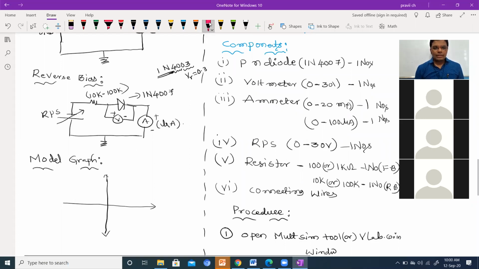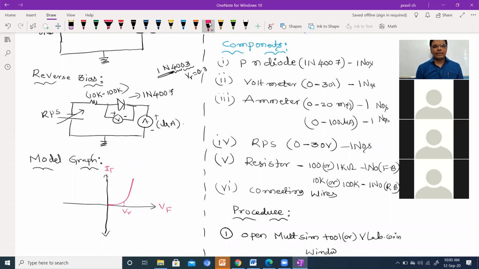In forward bias, up to the built-in potential V naught, there is no current. Thereafter, current increases linearly at early voltages. After the cut-in voltage, current increases exponentially, forward bias voltage, forward bias current.